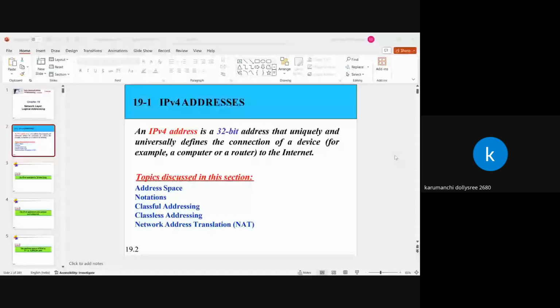This is the logical addressing, right? Through the internet, we will be able to communicate from one place to another place, right? Whenever the data is being transmitted from one computer to another computer, we will be going through several LANs or WANs before we reach the destination computer, right? So for this kind of communication, we need a global addressing scheme, right?